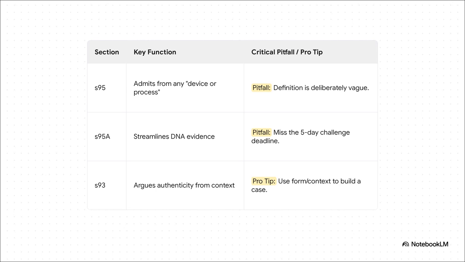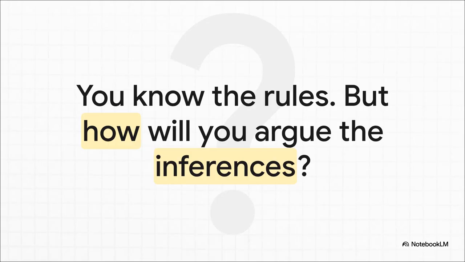And finally, Section 93. Your pro tip is to remember this is your chance to argue, to use the document's form, its context, its very appearance to build a persuasive case for authenticity. So, I'll leave you with this thought. Mastering these sections isn't just about reciting the rules and remembering the deadlines. That's the science. The art of advocacy, the skill that's going to make you a great barrister, lies in that final step. You know the rules, but how are you going to stand up in court and artfully, persuasively argue the inferences? That right there is the real challenge.